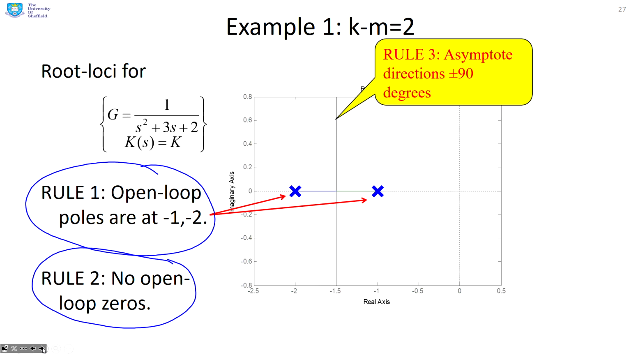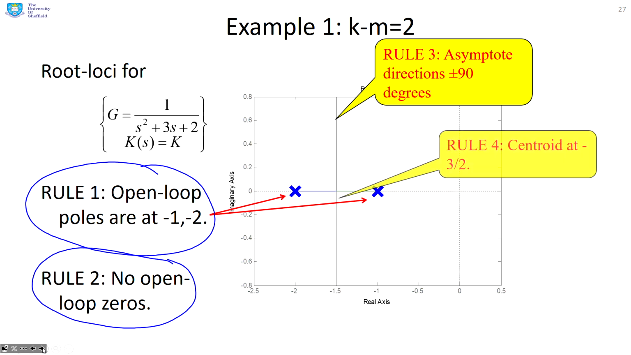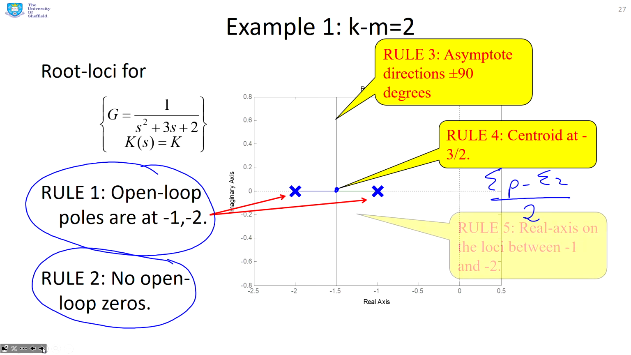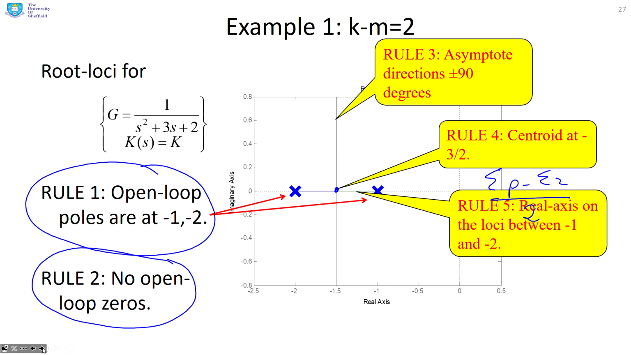Rule 3, what are the asymptote directions? Well, the excess of poles over zeros is 2, so the asymptote directions are plus and minus 90 degrees. Rule 4, where is the centroid? So for that, remember you need the sum of poles minus the sum of zeros divided by 2. So in other words, minus 3 over 2, and you can see the centroid therefore is here. And then you sketch on the asymptotes, which in this particular case happen to overlay with the root loci. Rule 5, where is the real axis on the loci? Well, in this bit here, I've got an odd number to the right, so that's on the loci. And that's it. For this example, I'm done.